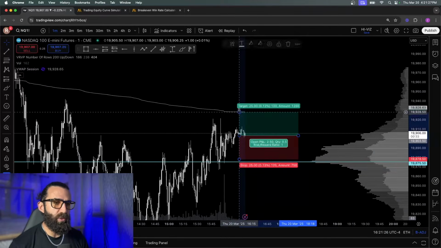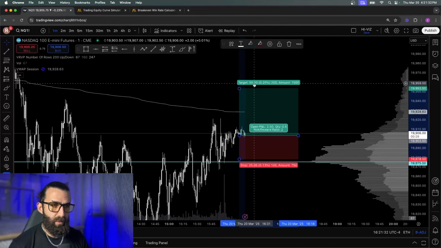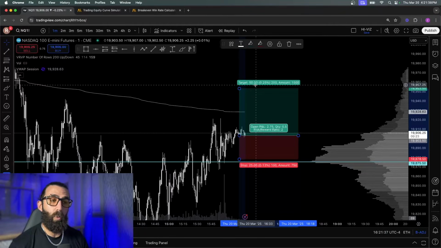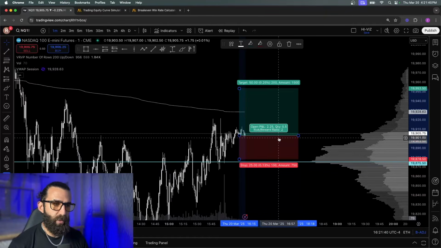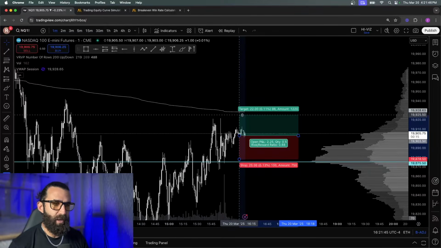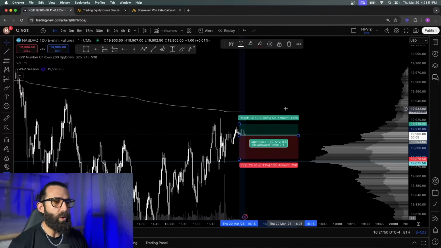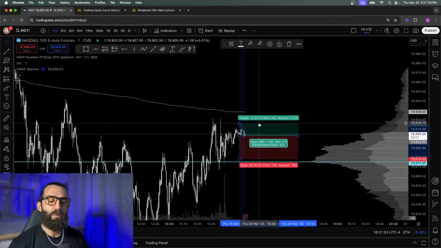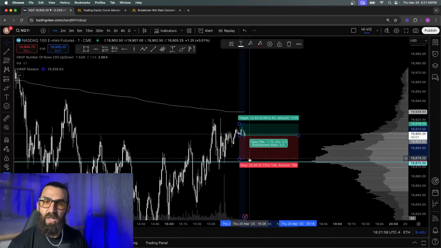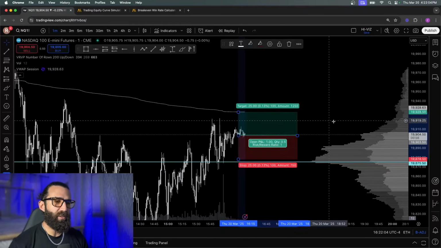If we wanted to display what a 2-to-1, for example, would look like, we would have a 50-point take profit and a 25-point stop loss. Our take profit, our reward, is double what we are risking on this trade. If we talk about what is commonly referred to as a negative risk to reward, for example, a 0.5 risk to reward, we are risking more than we stand to make on the trade. We have a 12.5-point target and a 25-point stop loss.